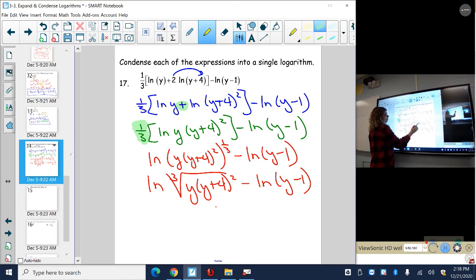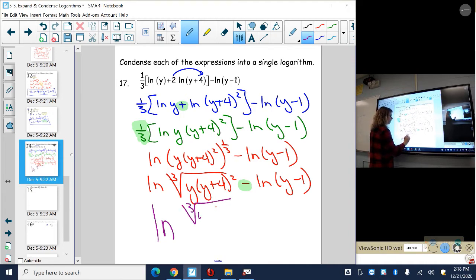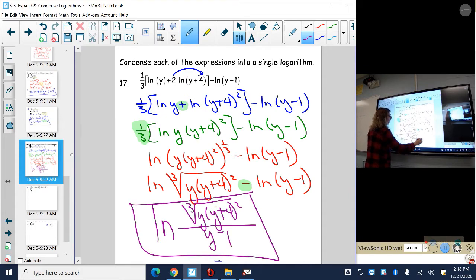In log world, subtraction is the same thing as division. This stays up in the numerator, and it's all over the denominator. And that is done now.